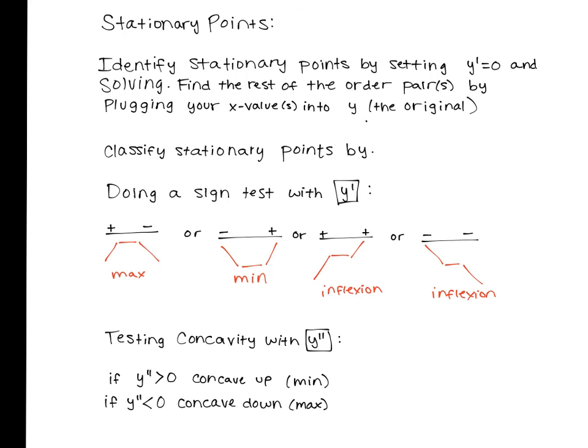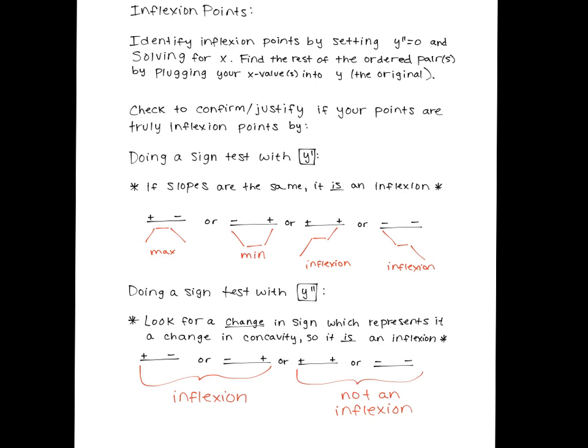The other way to classify a stationary point is to use the second derivative. If the second derivative is positive at that x value, then it's concave up, which means it's a minimum. If that second derivative is negative at that x value, then it's concave down and means it has a maximum. Now for inflection points, we can identify inflection points by taking our second derivative and setting it equal to 0. Solve for x. You can find the rest of your ordered pair by plugging it into the original function.